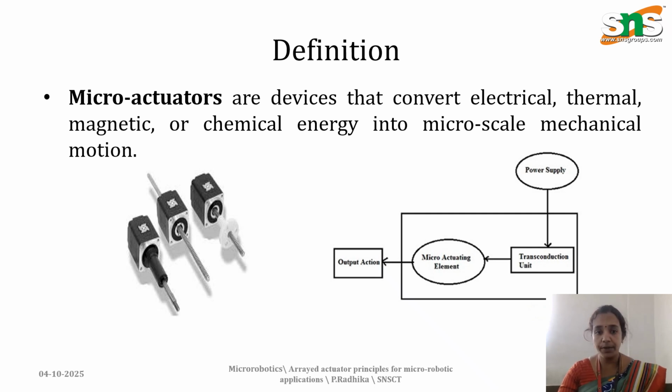Here we have an actuator. This is the diagram of an actuator. Every actuator needs to be powered; it has to be given a power supply. So this is a micro actuating element. We have a transduction unit, which means the programmer. This microcontroller or programmer will be connected with the driver and with the micro actuator. So based on the program, the actuator will work.